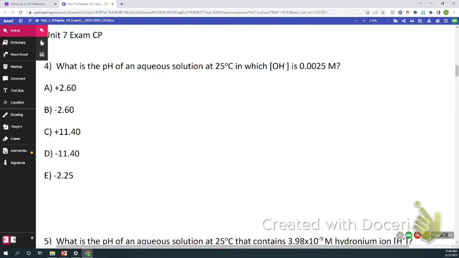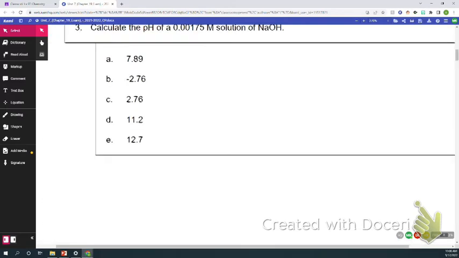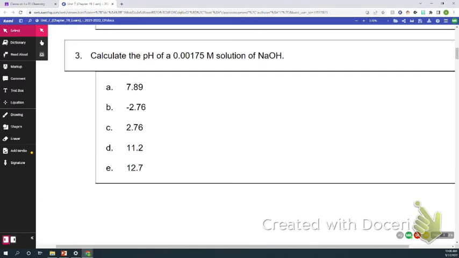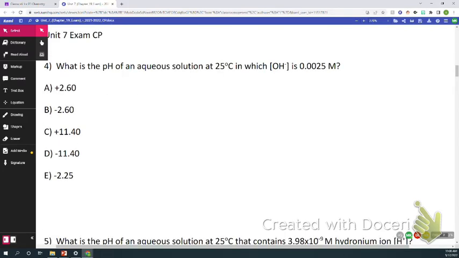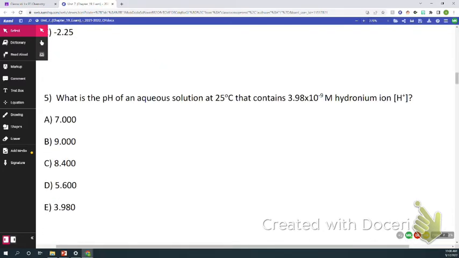Right? It's the same thing as here. It's the same thing as number 3, except number 3, this is the OH minus. This time, this is the OH minus. Negative log it, that's the pOH. Subtract from 14, that's the pH. Okay?